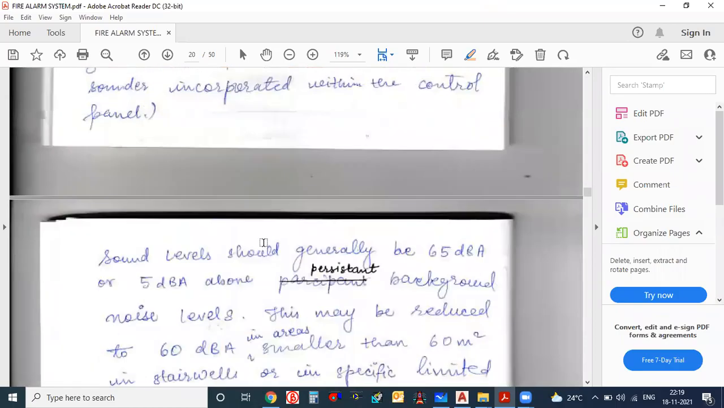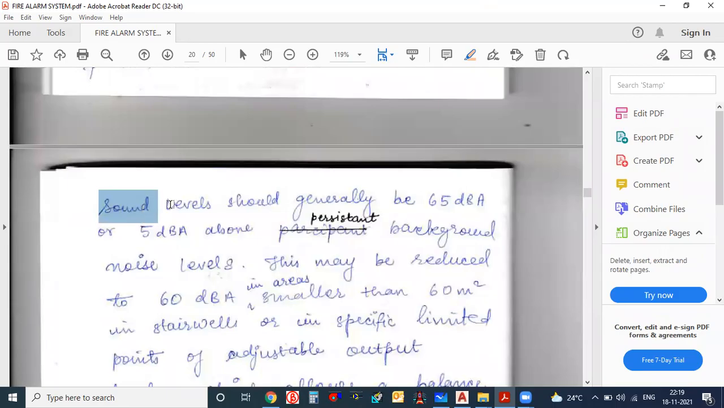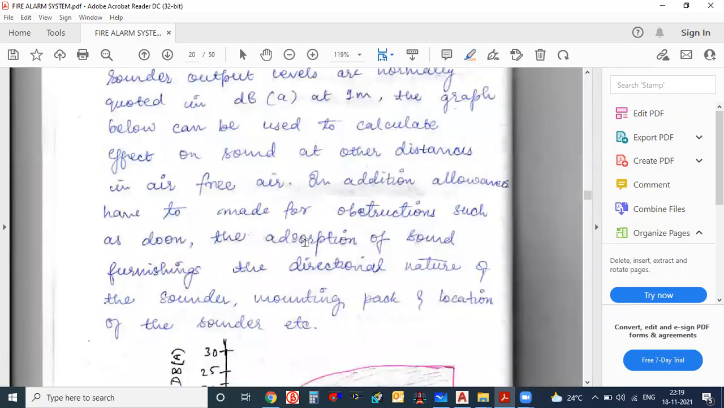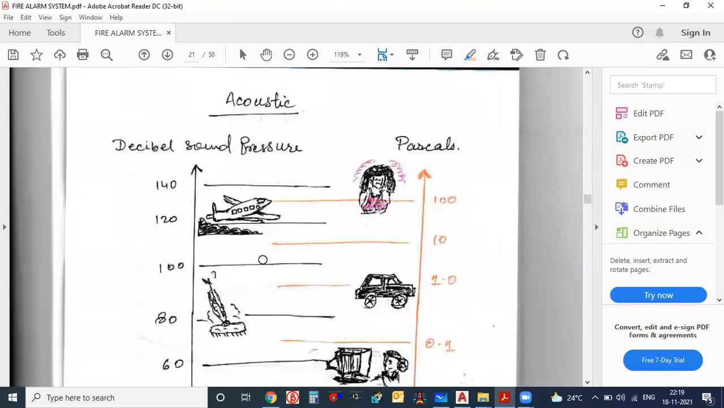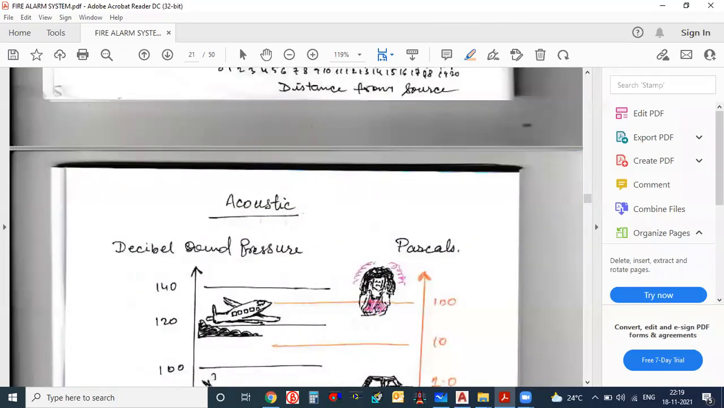And after that, sound levels. Here they are talking about the sound levels. Sound levels should generally be 65 dBA or 5 dBA above the persistent background noise level. This may be reduced to 60 dBA. I think you will get one table here. See here, this is the table.